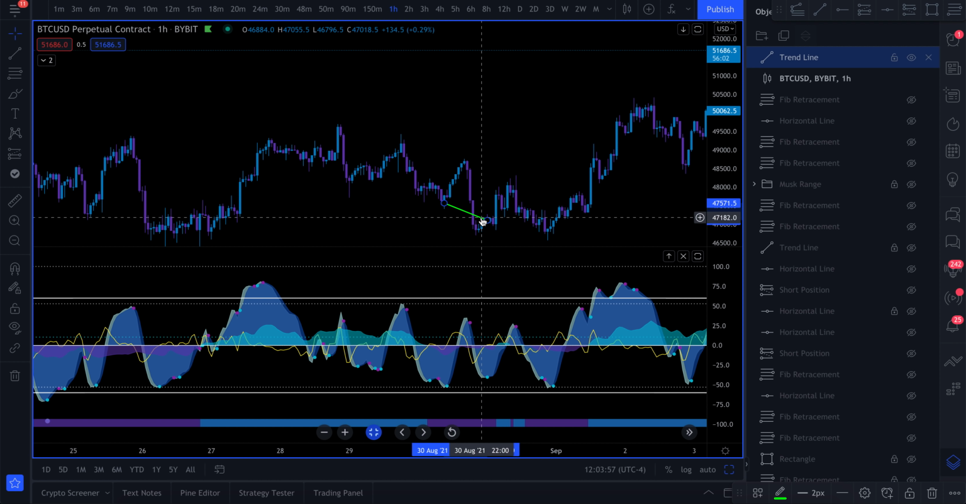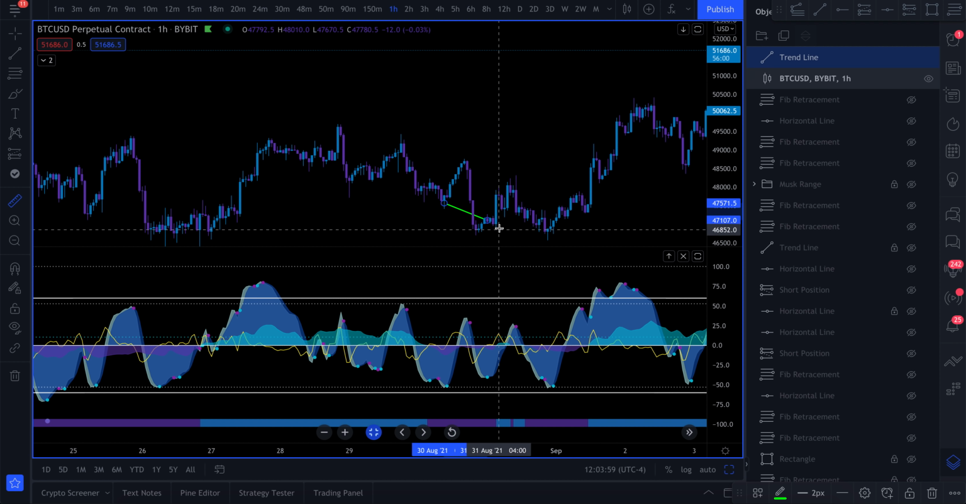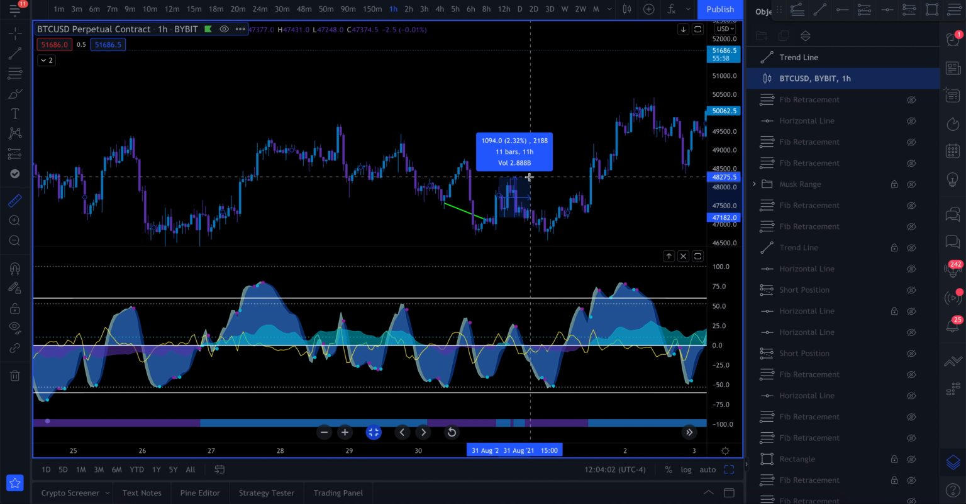And then your next trade would have been right here as price is coming down. Price is coming down, momentum's coming up. This would have been a really nice long, actually. You had the potential to make 2.41%.